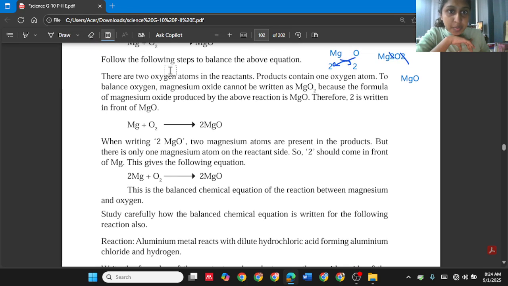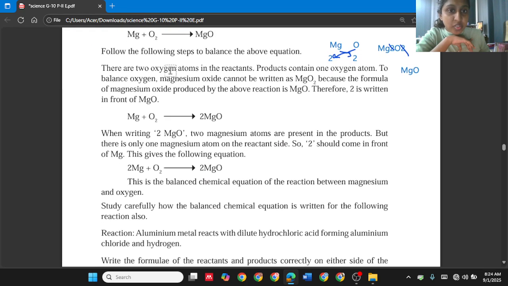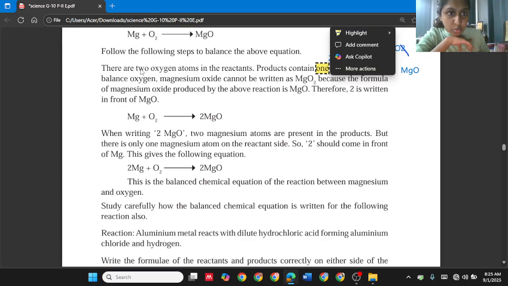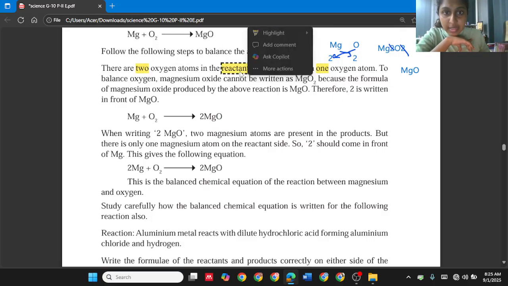Follow the following steps to balance the above equation. There are 2 oxygen atoms in the reactants. Okay, we learned it. And products contain 1. Here 2 in reactants and 1 in product.